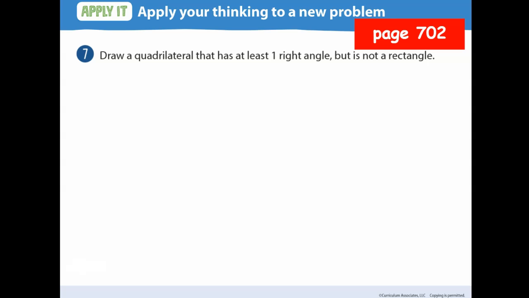Everybody go like this. That's what your right angle looks like. Not this, not this, this. Okay? But it's not a rectangle, so don't draw this. Just leave it there. Thank you. I don't need that. Okay? All right, go.